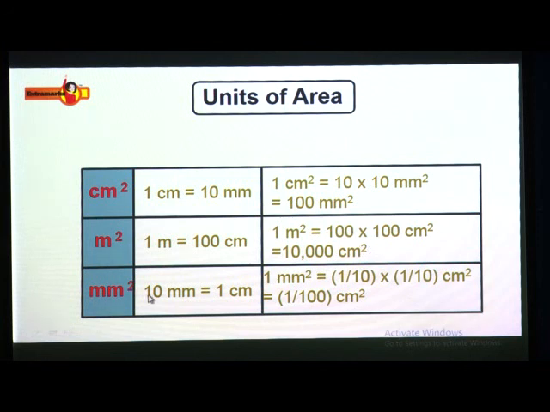Millimeter square: 10 millimeter is equal to 1 centimeter. So, for 1 millimeter square we have 1 by 10th part and 1 by 10th part, 1 by 10 into 1 by 10 centimeter square. So, we have 1 by 100 centimeter square. So, these are the units of area for centimeter square and millimeter square that we have seen here.